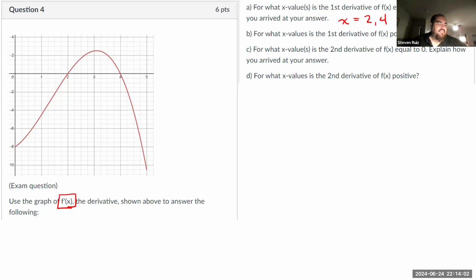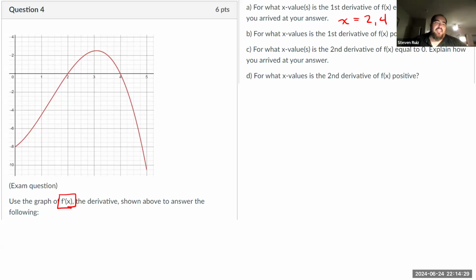Part B is not worded the same, but the answers are very closely related to your answers for part A. For what x values is the first derivative of x positive? Again, we are looking at the first derivative. So where is this thing positive? It's positive between the two places where it's 0. So the interval I would give you is an open interval from 2 to 4.